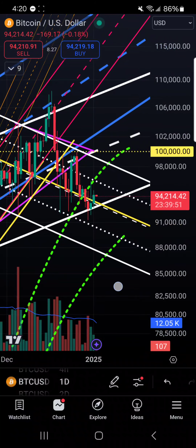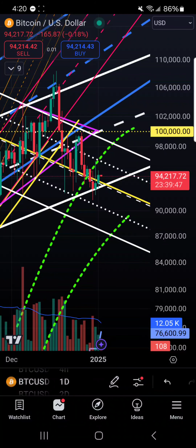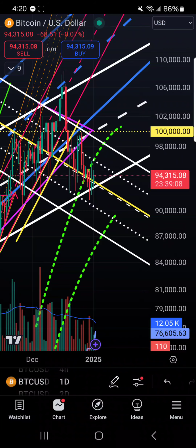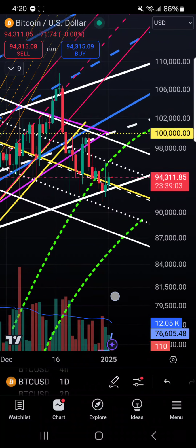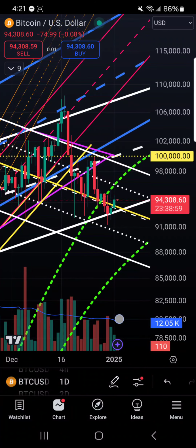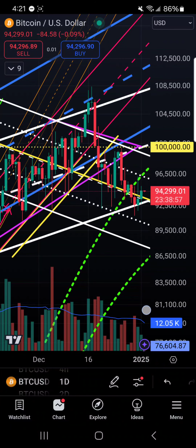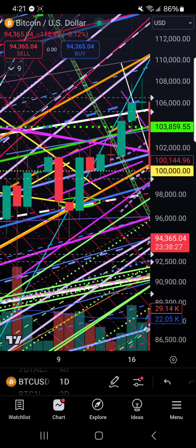Now, that doesn't fall in line really with what I previously thought was going to happen here. First off, let's switch to the other chart. Now we're on the US dollar index, Bitcoin US dollar index, one-day chart.